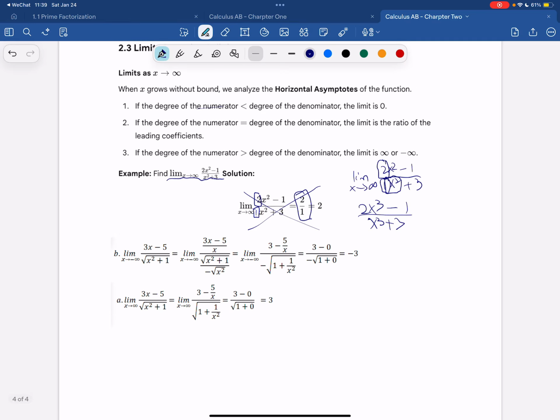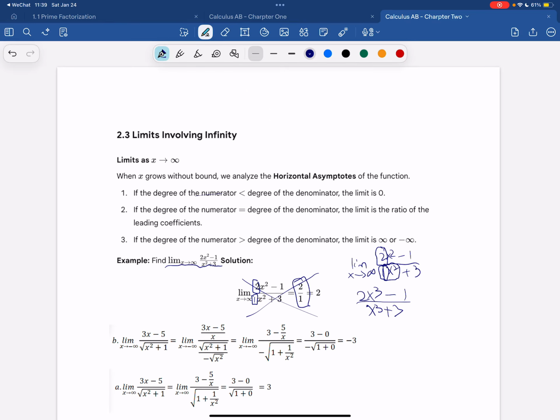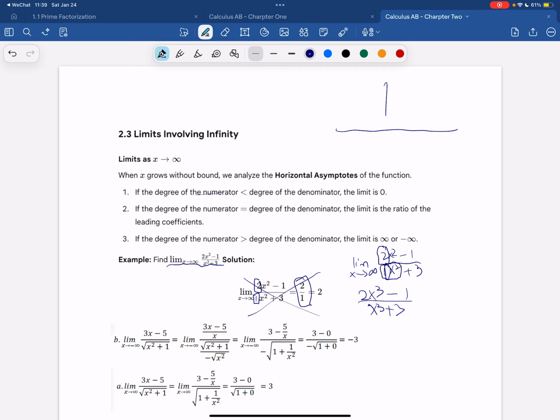And finally, I'm going to talk about asymptotes. So for example, we have y equals 2. And so this should be the limit as y approaches 2. Because of this function right here, 2 is the horizontal asymptote.